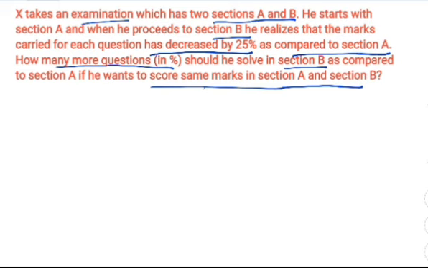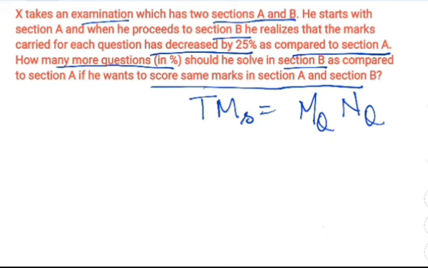So let us see the equation between the marks. The total marks of a section is equal to the number of questions that he has attempted and the marks carried by each question. So M is the marks carried by each question, and N is the number of questions that he has attempted, and total marks equal to the total marks of a section that he'll be able to score. We are assuming that he'll do all the questions right. So what information we have got is that he has to score same marks in section A and B. So in both the sections, the total marks would be same. So the product of M into N would be same in section A and B.